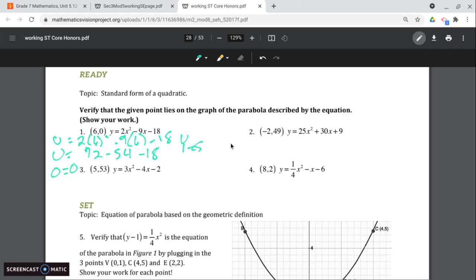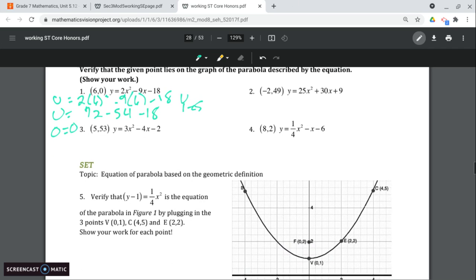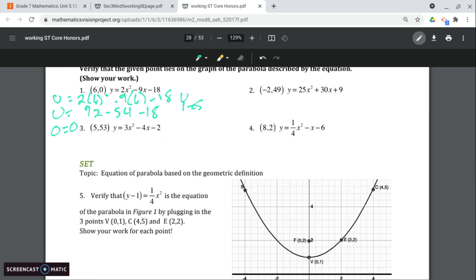So you'll do the same thing for the other three. You'll plug in your points for x and y accordingly, and then simplify to see if it works out.